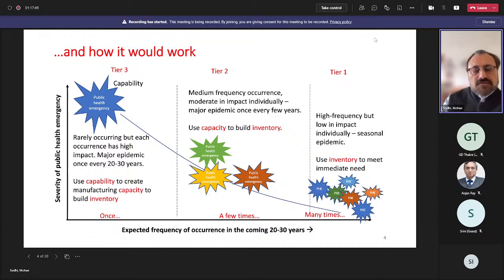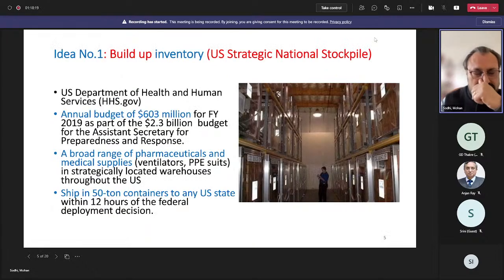And finally, of course, very rarely when you have a national level emergency like we saw with COVID around the world in all countries, then of course you would start translating capability, national level capability, to start creating the capacity, which in turn would be used to make inventory. So I've come to the conclusion of my talk before presenting the things.